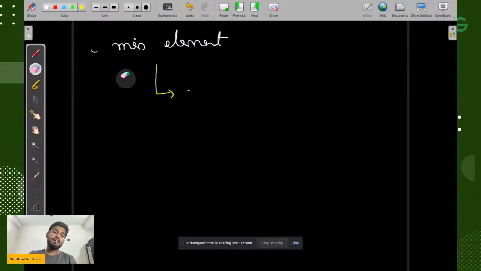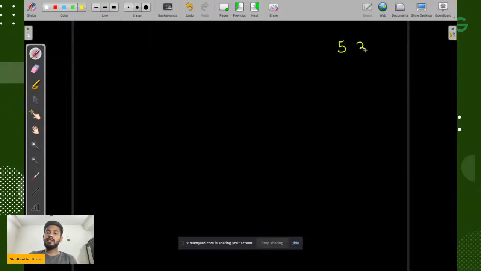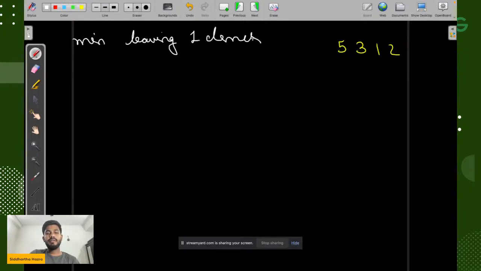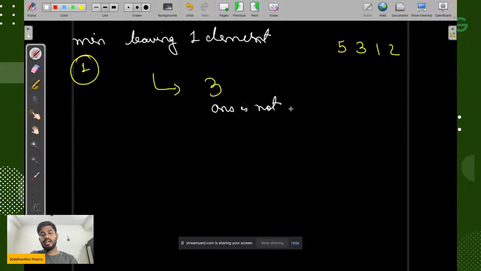Okay, first let us take the example 5 3 1 2. Suppose I find out, what was this? Yes, minimum leaving one element. Let's write it again so that you don't forget. Minimum leaving one element. So suppose I found out the minimum. Minimum is 1. Okay, I found out. So if the value is 3, then it is good to go. Then the answer is not affected.